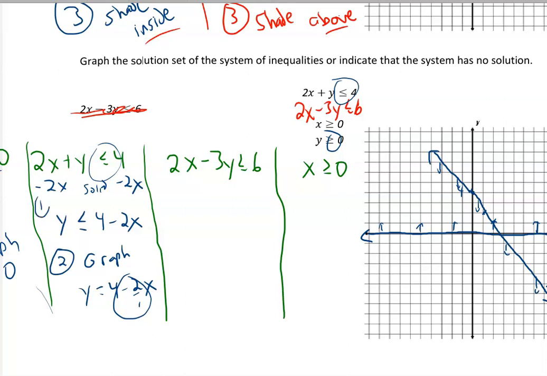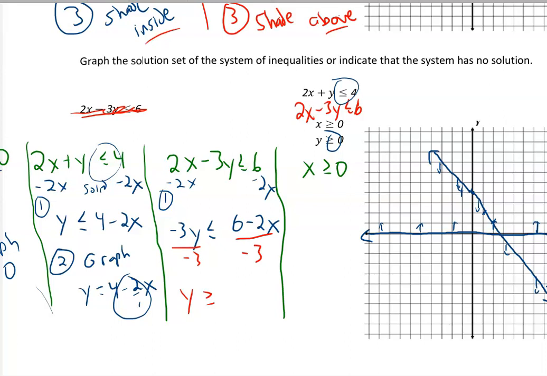I forgot to put step 1 here. So step 1, subtract the 2x to the other side to solve it for y. Get negative 3y is less than or equal to 6 minus 2x. Then we divide by negative 3. Now, because it's a negative on both sides, we have to flip the symbol around the other way. Right? And so we'll get greater than.